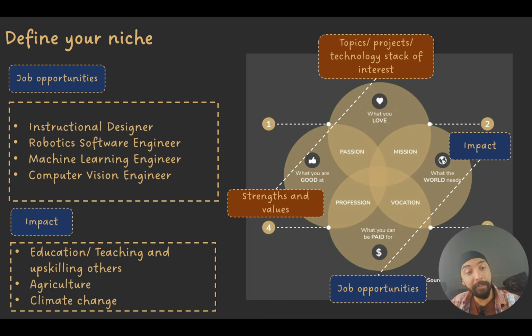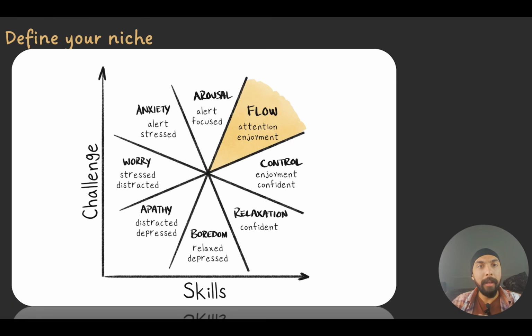What does he find impactful? Education, teaching, and upskilling others, agriculture, and climate change. So finding your niche, one quick point, and if you want to have a detailed look at how to define your niche, I have covered all of these concepts: how to define your values, identifying your strengths, in my video titled The Ultimate Robotics Career Guide. So you can go ahead and watch that video after watching this video if you are looking for a very detailed guide specific to building a career in any of the domains of robotics or AI.